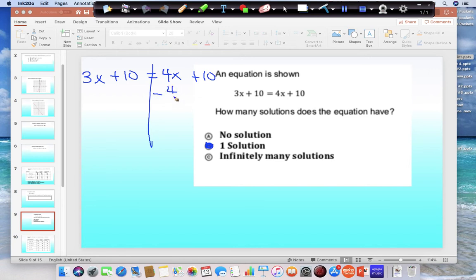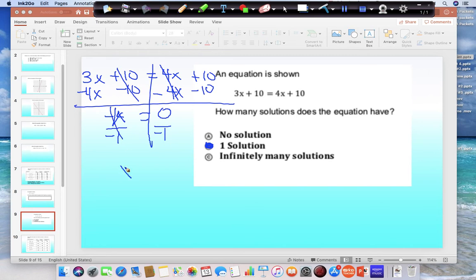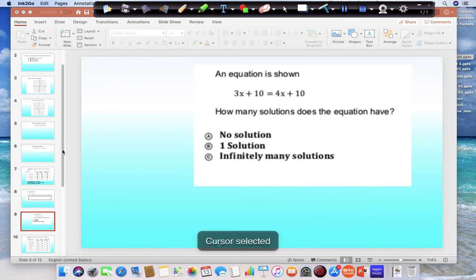Remember, we want our letters or variables on one side and our numbers on the other. 10 minus 10 gives me 0, and 3x minus 4x gives me negative 1x. Okay, and we can divide both sides by negative 1, and x is equal to 0 divided by negative 1, which is 0. So when x is equal to 0, and it can be equal to 0, because as we know on the coordinate plane, there are zeros on the coordinate plane. So our answer for this equation is one solution.